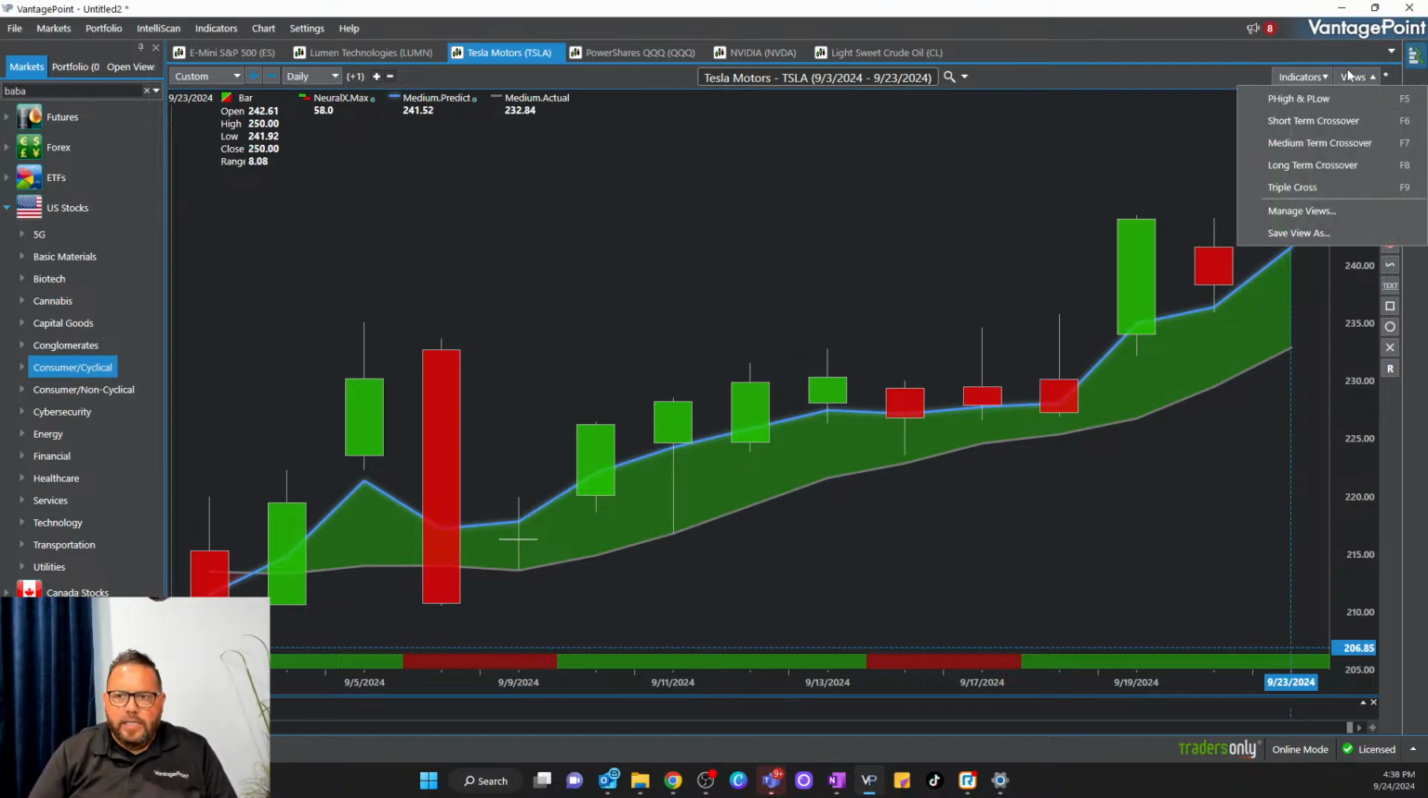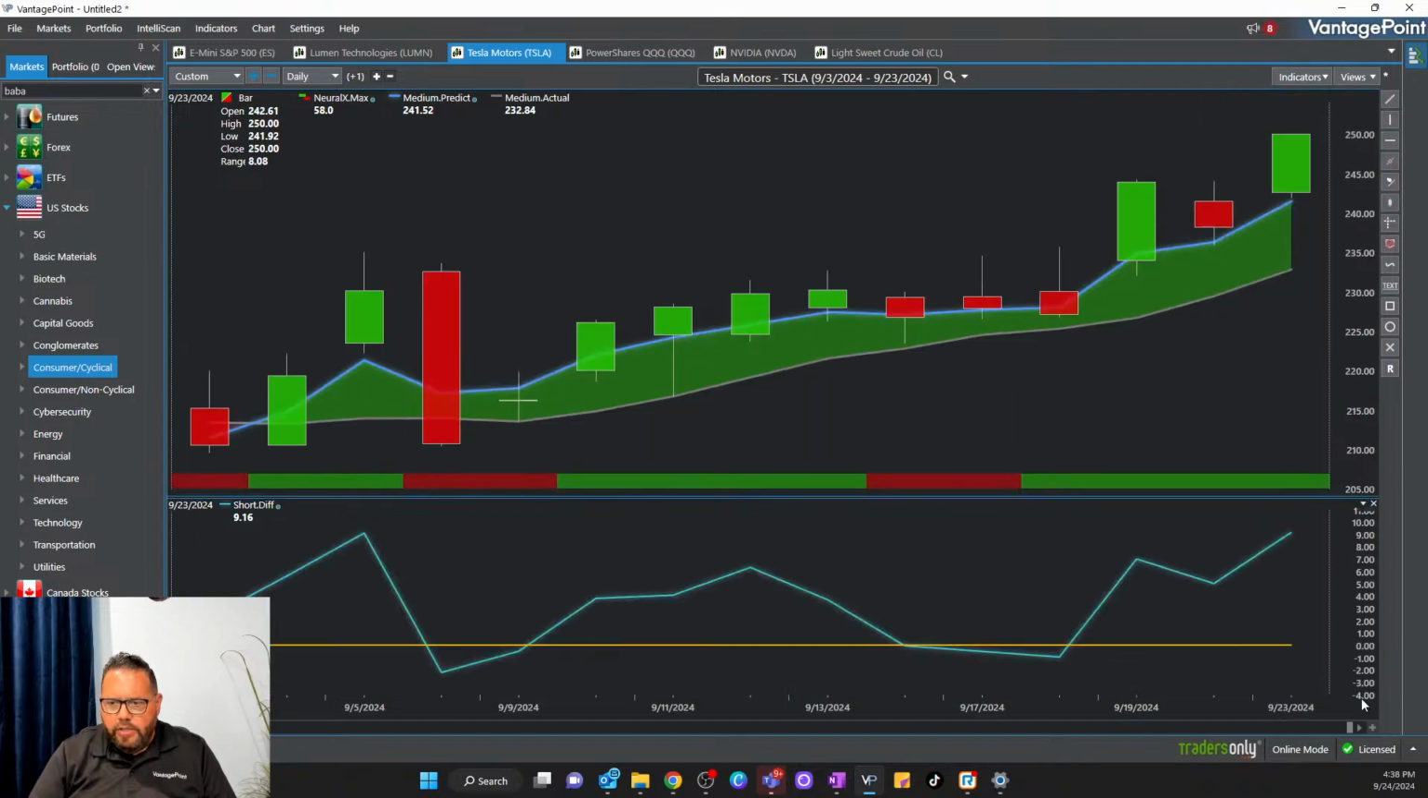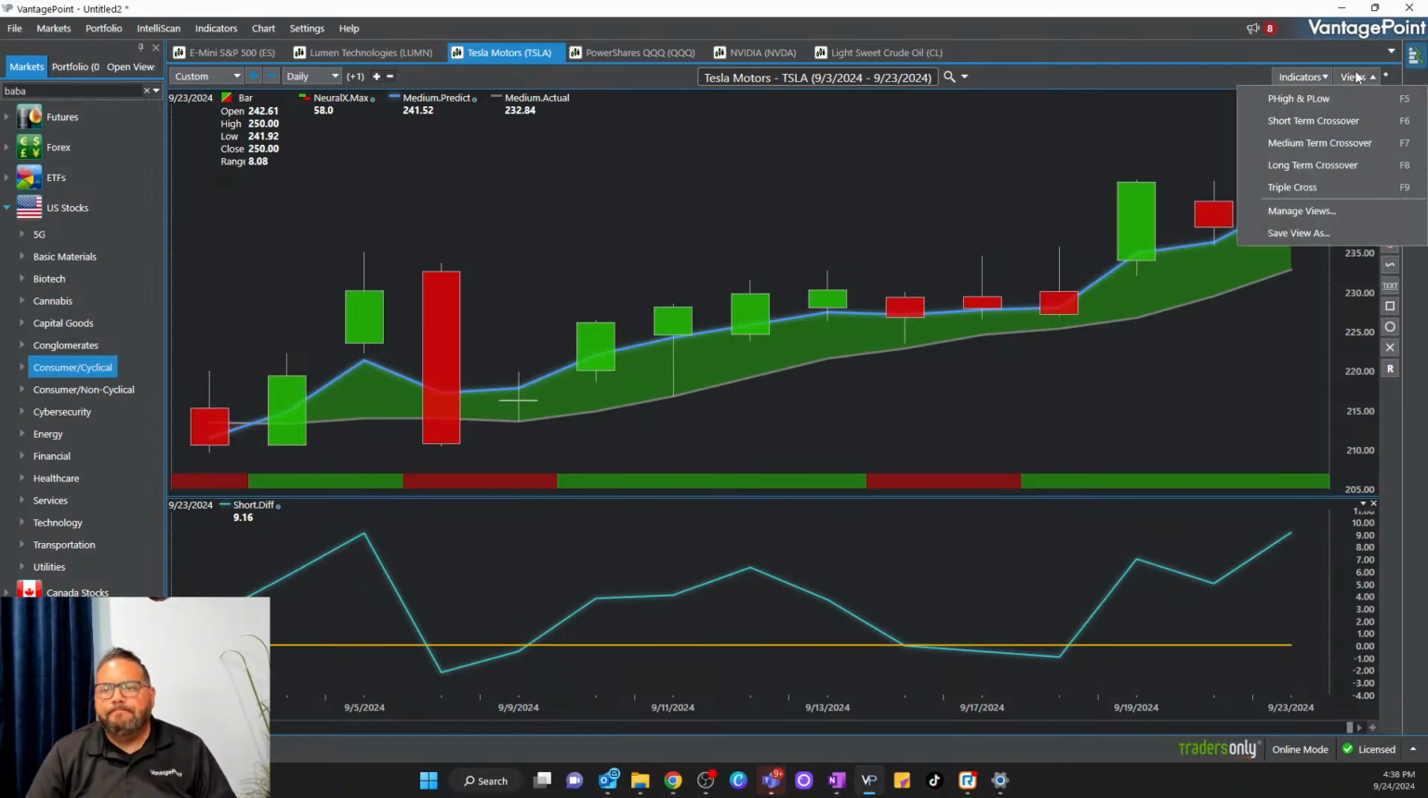Right? Take it a step further. Let's go put on our one-day momentum indicator down here at the bottom. That is creating higher lows, and price is expected to move higher from a momentum standpoint. Momentum is moving bullishly into Tesla based on the artificial intelligence analysis.